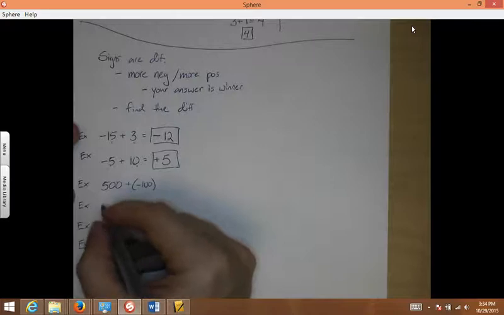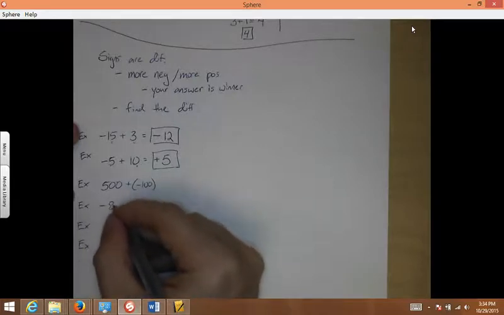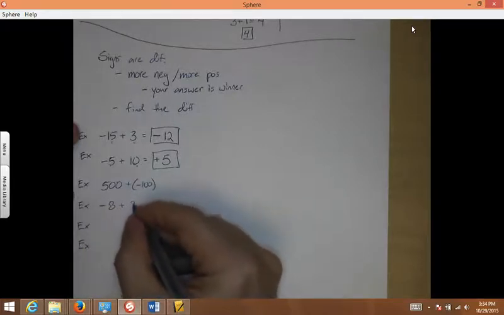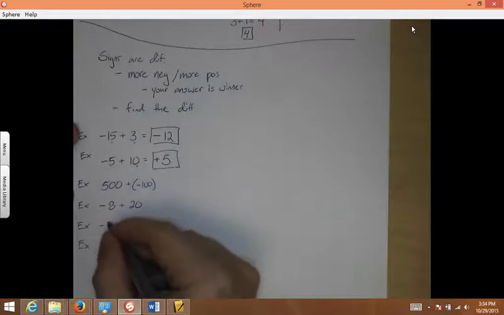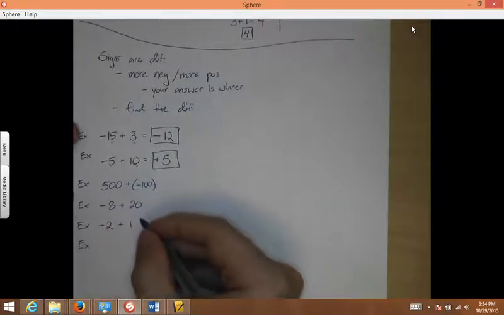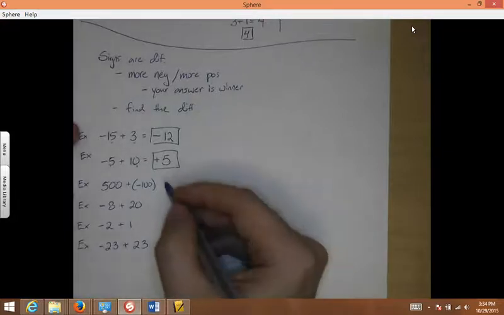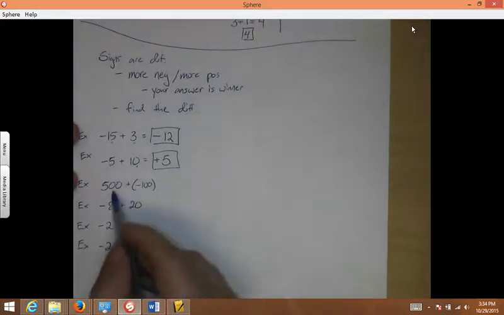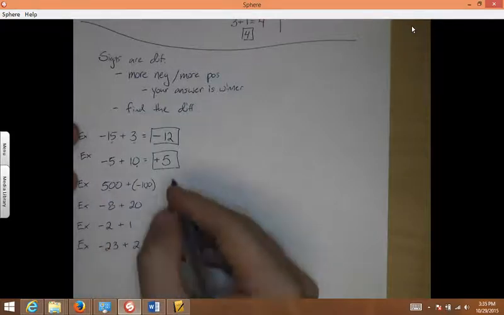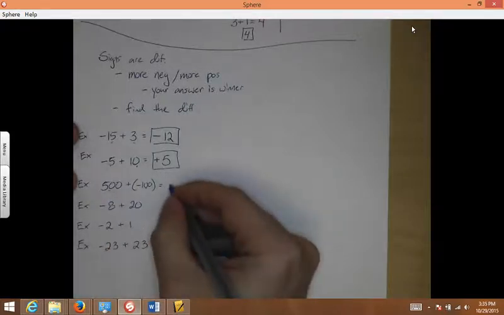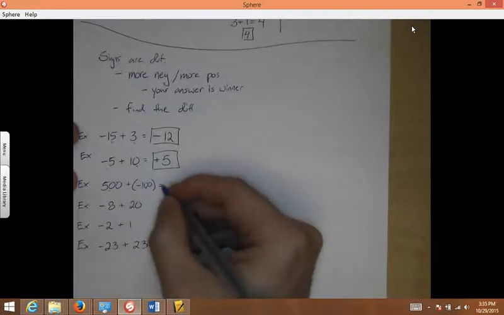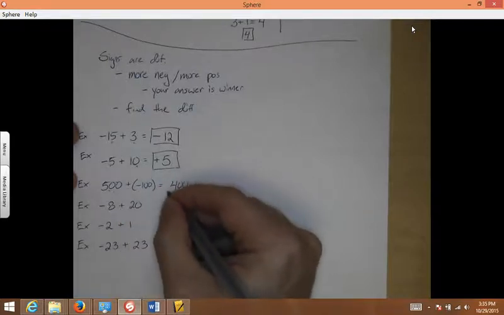Let's say we've got negative 8 plus 20, negative 2 plus 1, and we'll do a special one here, negative 23 plus 23. So, for this one right here, do I have more positives or more negatives? Way more positives. I got 500 of them, only 100 in the negatives. So, my answer is going to be positive. What's the difference between 500 and 100? 400. So the answer is positive 400.